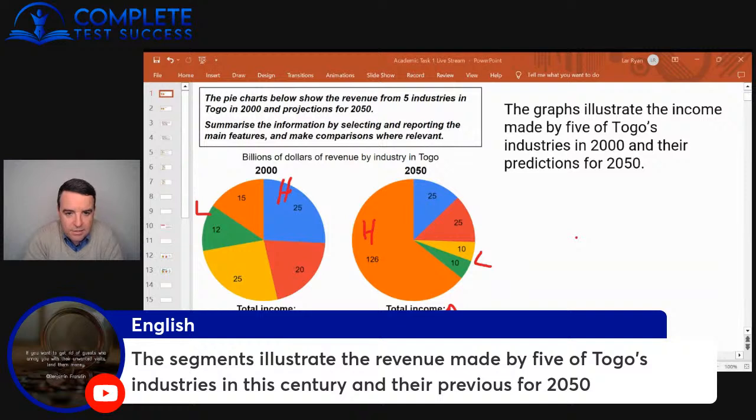The segments illustrate the revenue made by five of Togo's. The segments would be the pieces of the chart, so we would just call them the charts or the graphs. Illustrate the revenue made by five of Togo's industries in this century and their previous for 2050. In this century would be for a full 100 years, but we're just looking at one year. So that's not accurate. And the way you've used the word previous is inaccurate and a little bit unclear.